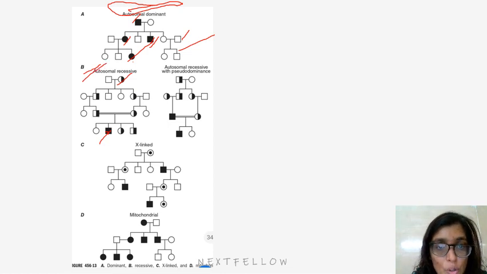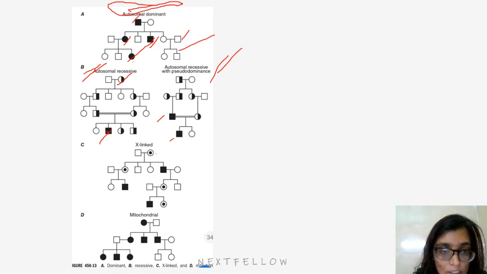Autosomal recessive with pseudodominance is when the affected child marries one with the recessive trait. There is a consanguineous marriage, then the next generation is affected, giving a picture of pseudodominance. Means basically one child, this child over here marries someone with a recessive gene, okay, then the next generation is affected, it will give a pseudodominance pattern, but it is actually autosomal recessive.